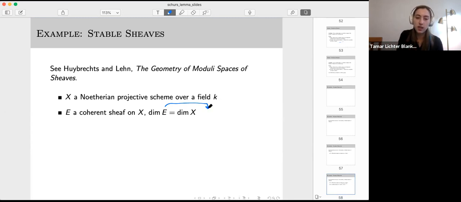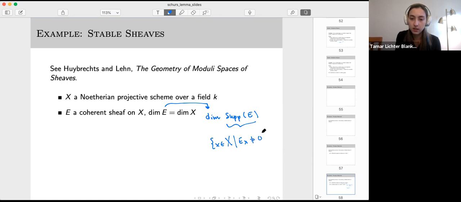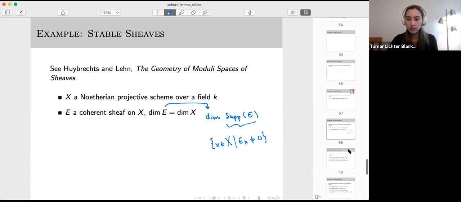So I think what you do is you want the dimension of the support of E, which is the set of points in your underlying topological space such that the stalk of E at x is not 0. And then you look at the dimension of that again. So this ends up being a closed subset of X, and so you can think about dimension, and it's something like that. So those are some conditions.